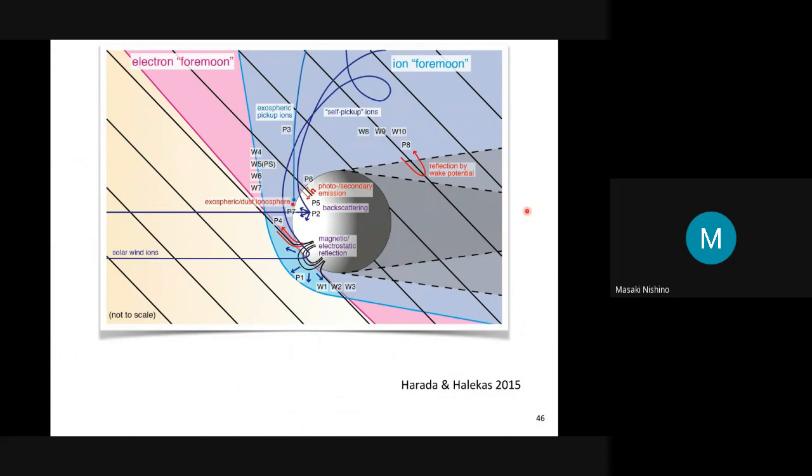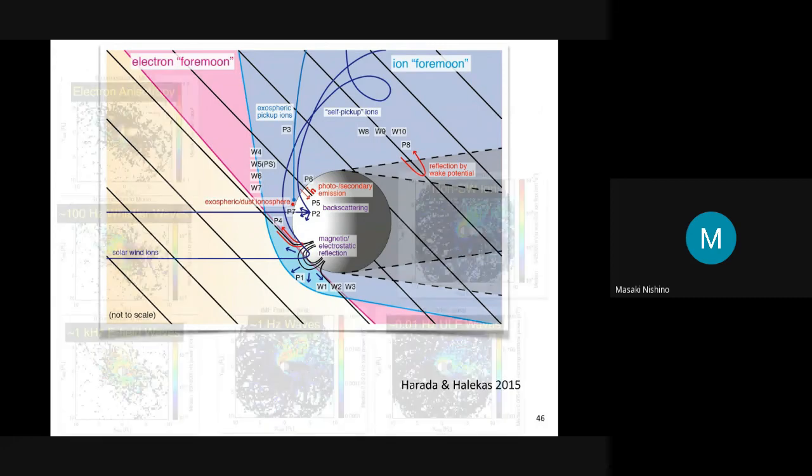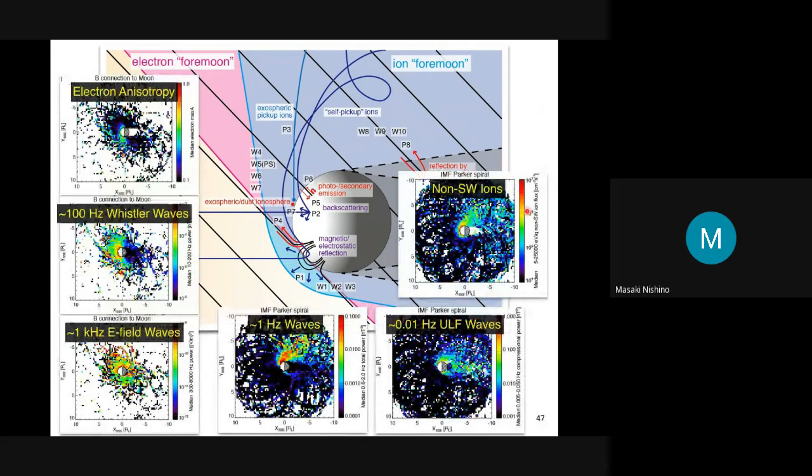There are a lot of wave generation mechanisms around the moon, and this is a statistical study, with statistical maps of electron anisotropy and wave activities around here. So there are a lot of wave activities in the space around the moon. It is not a very quiet space, but must be very noisy and active in terms of plasma waves.